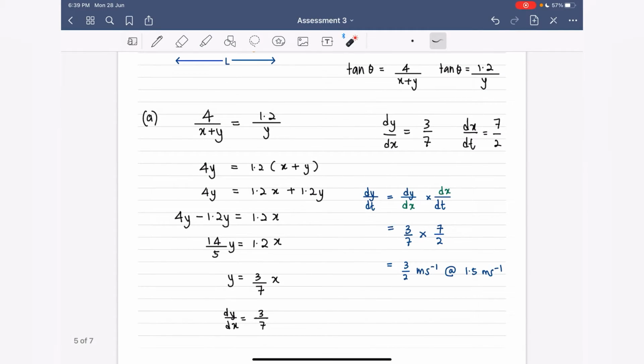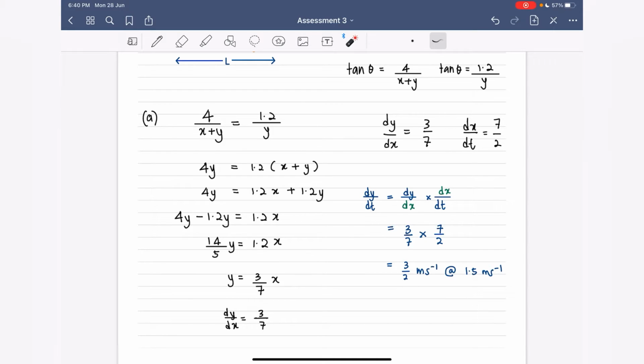So now we can do the solution. We want to make the equation to be y in terms of x. So y is multiplied by 4, and x plus y is multiplied by 1.2. And it's going to be this, and 1.2 is multiplied by x and y.